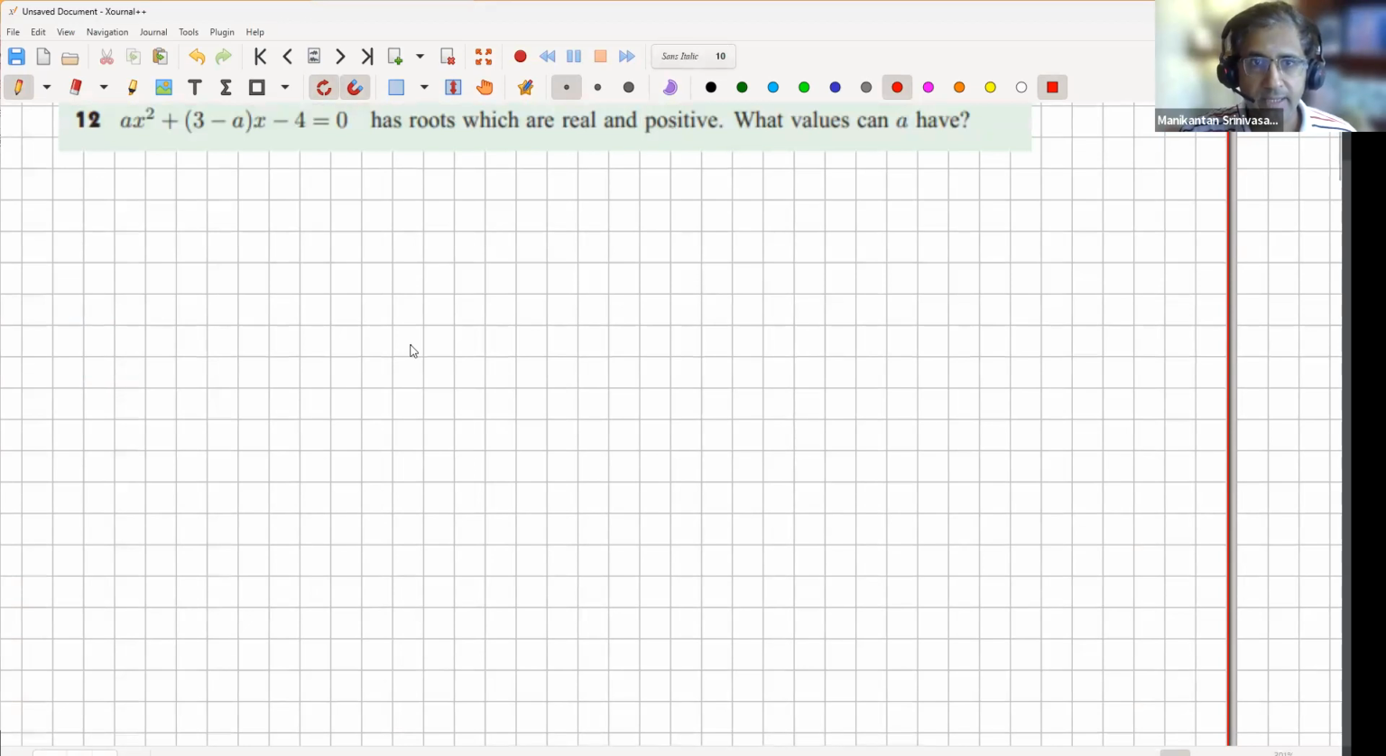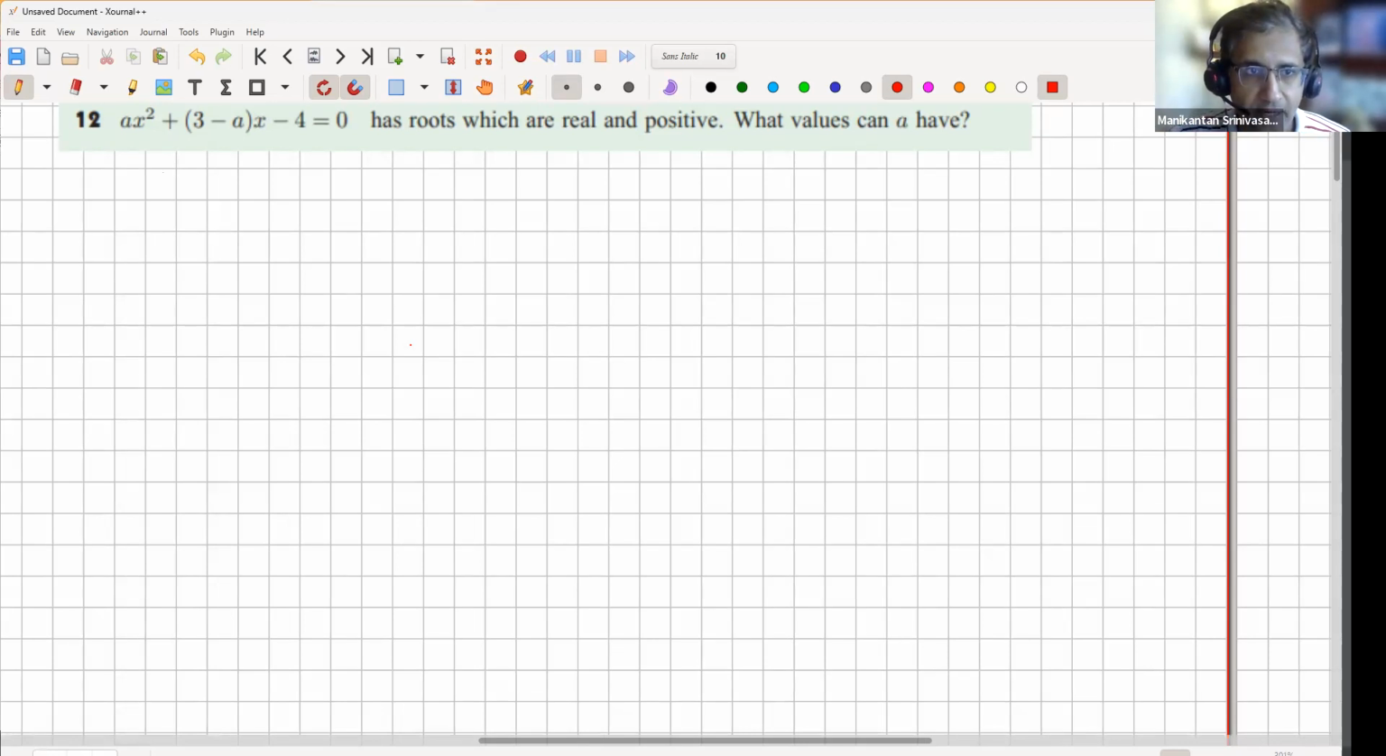Ax square plus 3 minus a times x has roots which are real and positive. So, important things: the two roots alpha and beta, alpha is greater than 0 and beta is greater than 0, and both are real. He doesn't say the roots are repeated roots or not. They may be repeated roots, they need not be repeated roots.